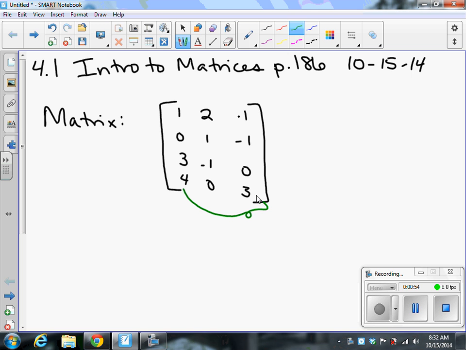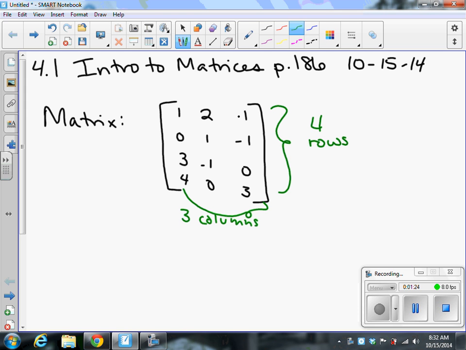So we have three columns. The up and down are my rows, which I have four of. Is that point one? A negative one. This matrix.